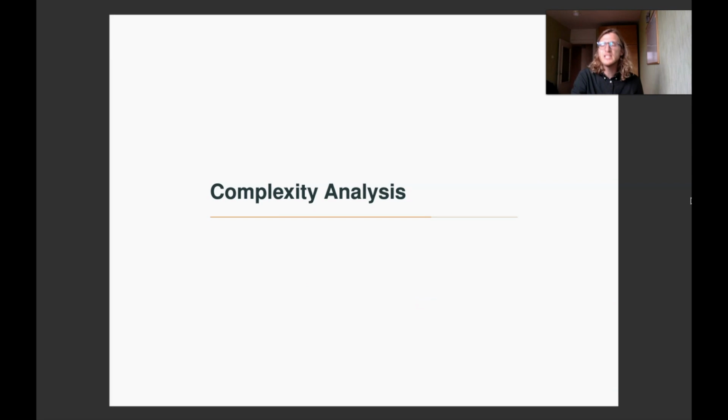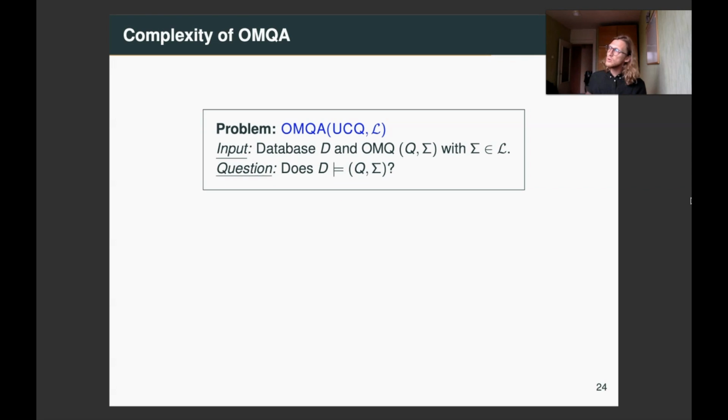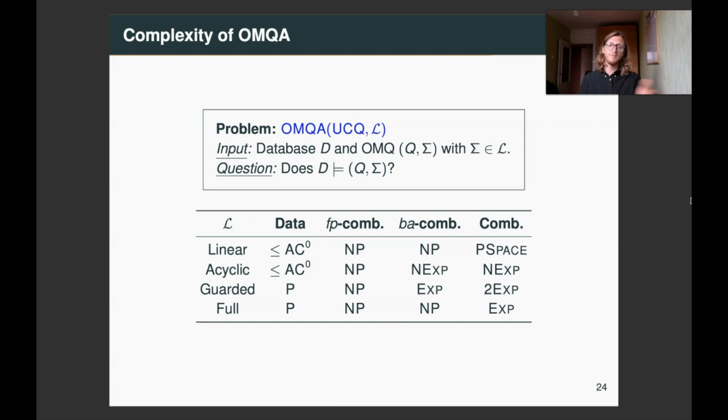So our object of study is complexity analysis, understanding how difficult each of these problems that we've considered is. Right, so all of our results depend on the complexity of query answering. That is the problem of just asking, does this database entail this ontology-mediated query, right? And in our context, we study a number of complexity measures.